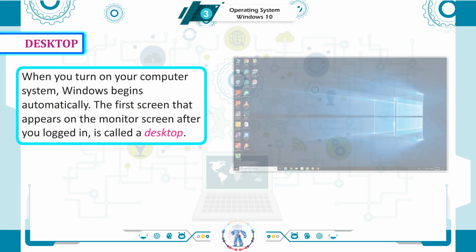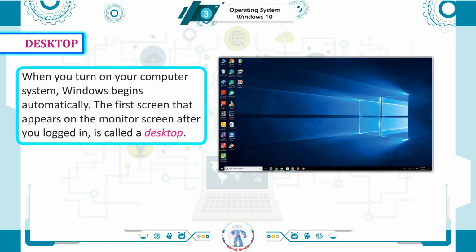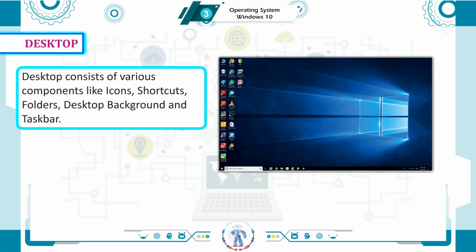Desktop. When you turn on your computer system, Windows begins automatically. The first screen that appears on the monitor screen after you log in is called a desktop. Desktop consists of various components like icons, shortcuts, folders, desktop background, and taskbar.